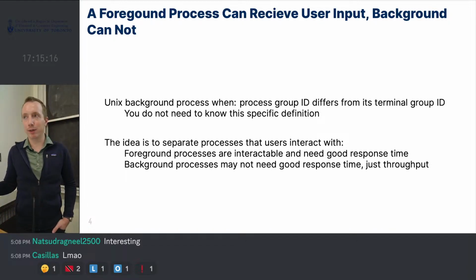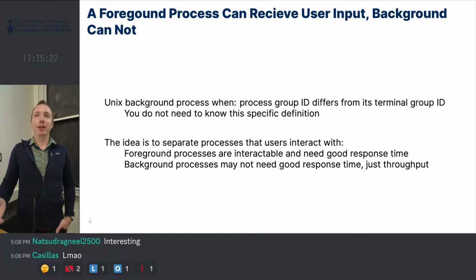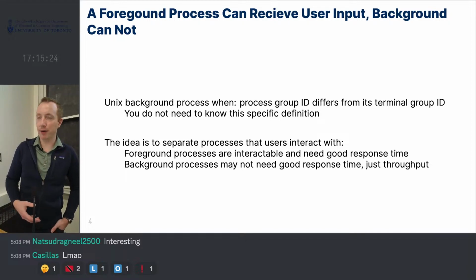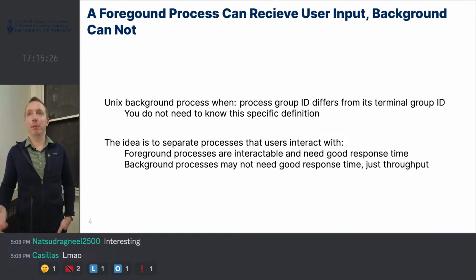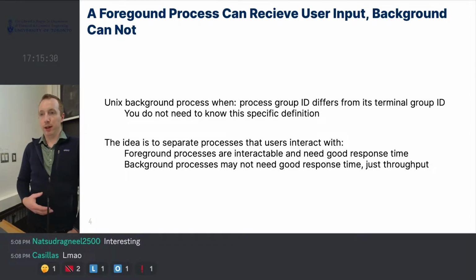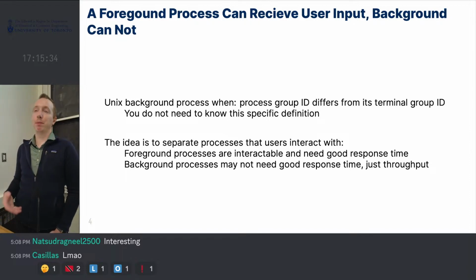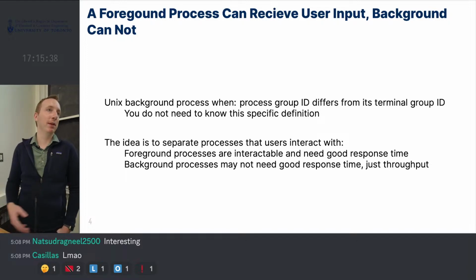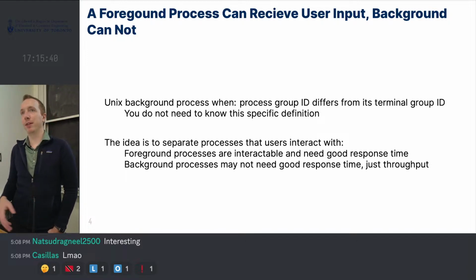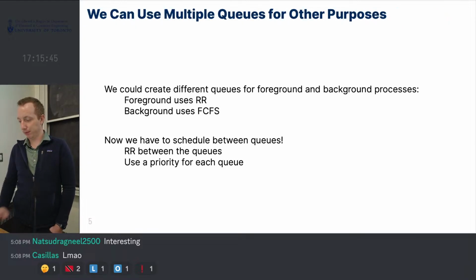We don't actually have to know that for this course, but basically back in the day when things were much easier, you could tell whether or not a process was a foreground task because it had a terminal directly connected to it. So if that was the case, well, you could separate your processes out. Foreground processes need good response time, use round robin. Background processes just need throughput, do something simple like first come, first serve.